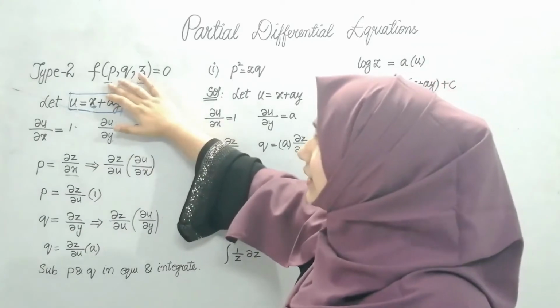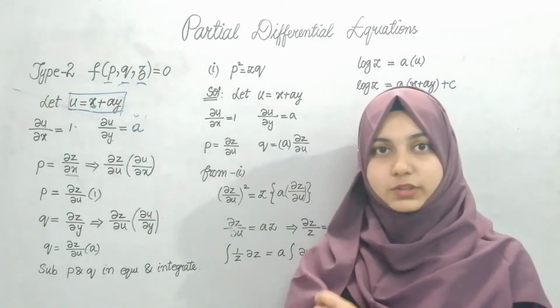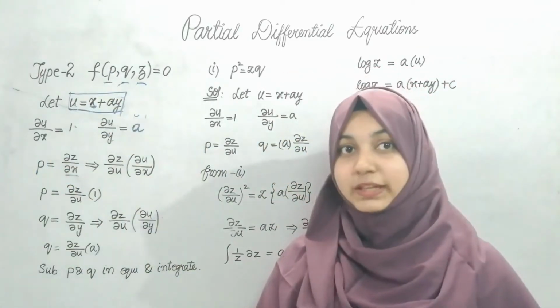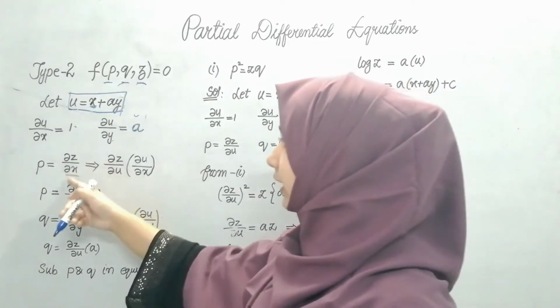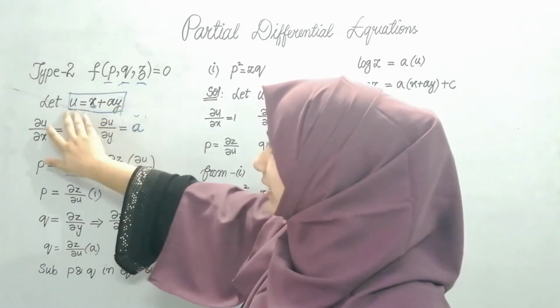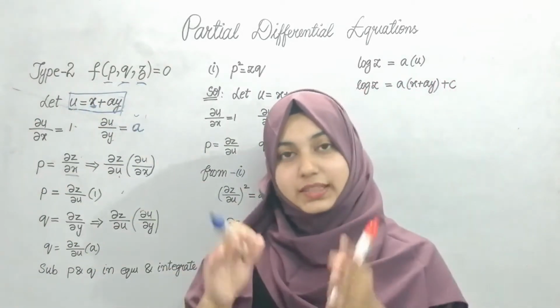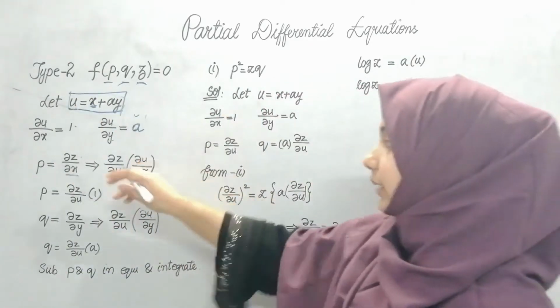Now but my equation is in terms of what? P, Q and Z, right? My equation is in terms of P and Q. So see here, P, we know already what is P, dou Z by dou X, right? We know that P is dou Z by dou X. But here if you see, X and Y are what now? In terms of U. It's like one function is in terms of another function and that function is in terms of some other thing. You have got a chain rule type thing.